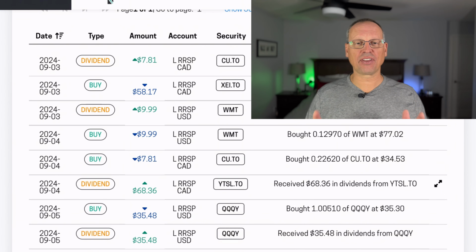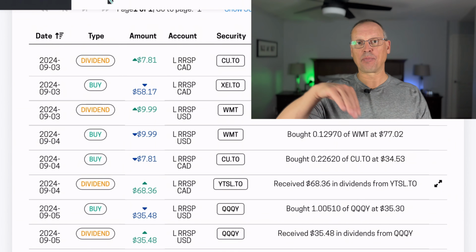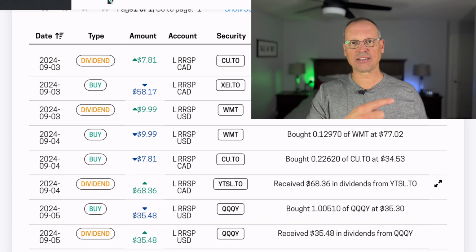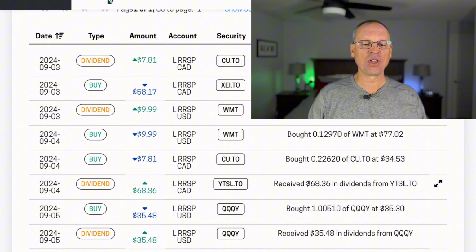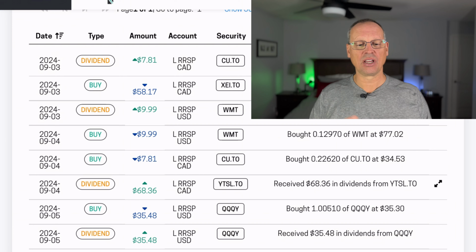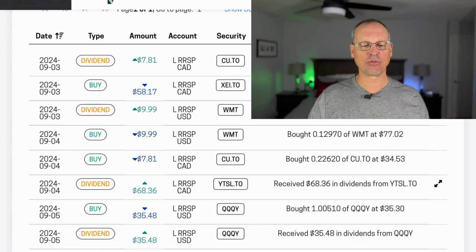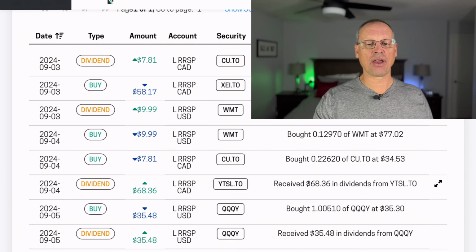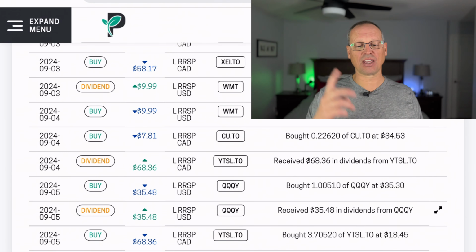XEI, we bought $58. Now, that is from the previous month because it pays out at the end of the month, as I mentioned in the kids' portfolio. So there we have a reinvestment. Walmart paid out $9.99, and of course, we can see that money got reinvested right back into the security. And there is the reinvestment of the Canadian Utilities.